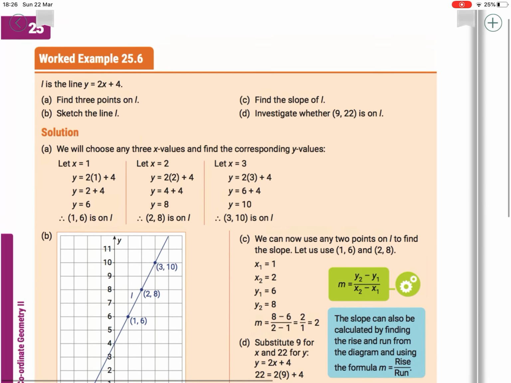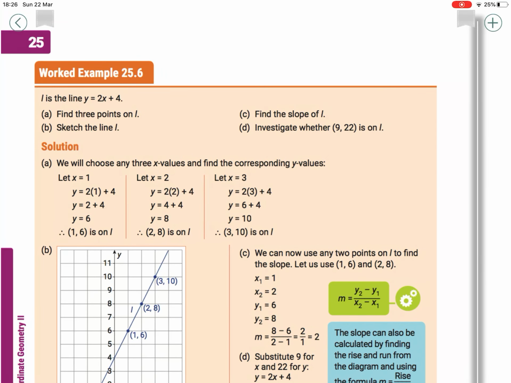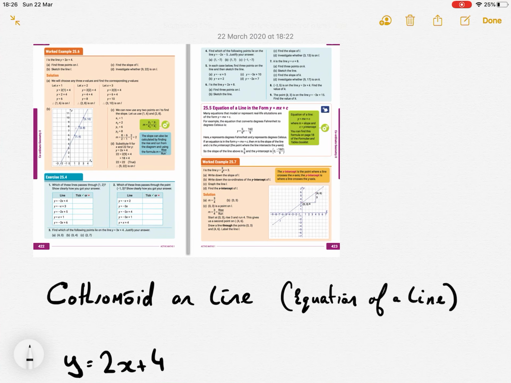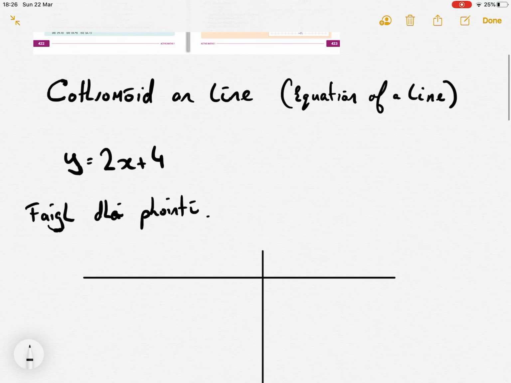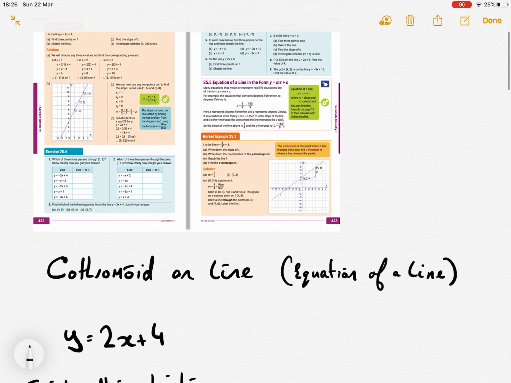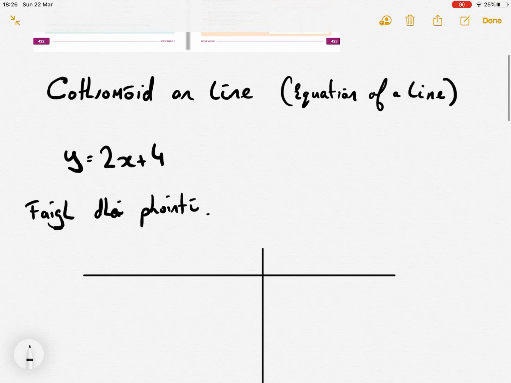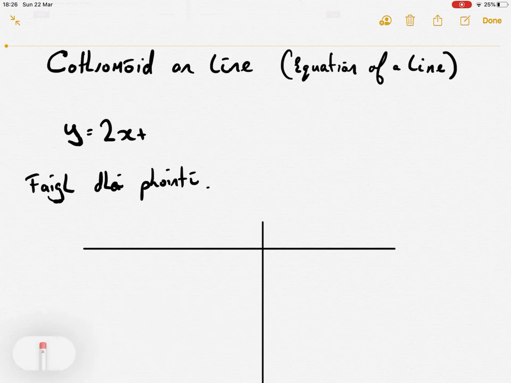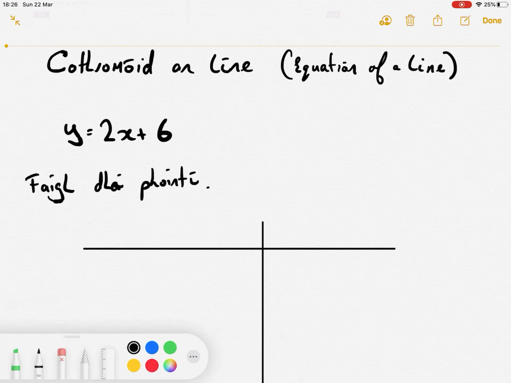So I'm going to go through an example of that now, just notes here for you. That's your question. I'm going to ask myself to find 2 points on this line. In fact, I'll change it around a little bit to make it different to the one in the book. So I'll make this a 6 and maybe let's make it a minus just to make it interesting.